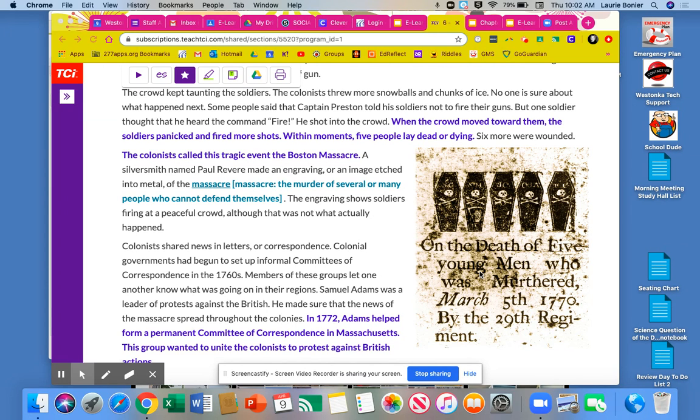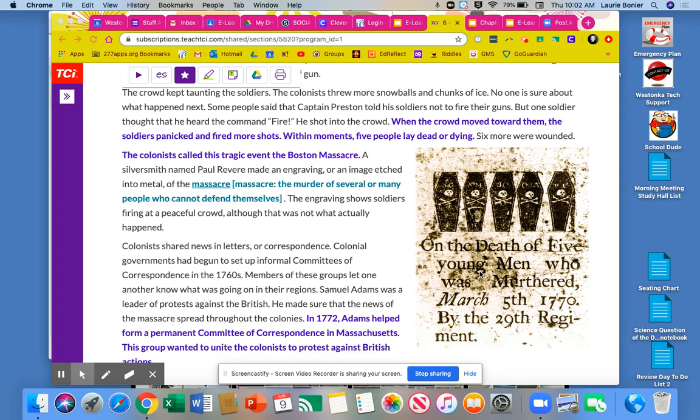Now, we have to remember that a massacre is the murder of several or more people who could not defend themselves. So this event should not really have been considered a massacre because it was the colonists who started the taunting and the throwing of snowballs and being very intimidating to the British soldier. Now, as stories go, the soldier accidentally fired into the crowd, thinking that his captain had said fire when the captain said don't fire. But either way, it wasn't a helpless, innocent crowd that was being shot at by the British soldiers. They both played a role in it.